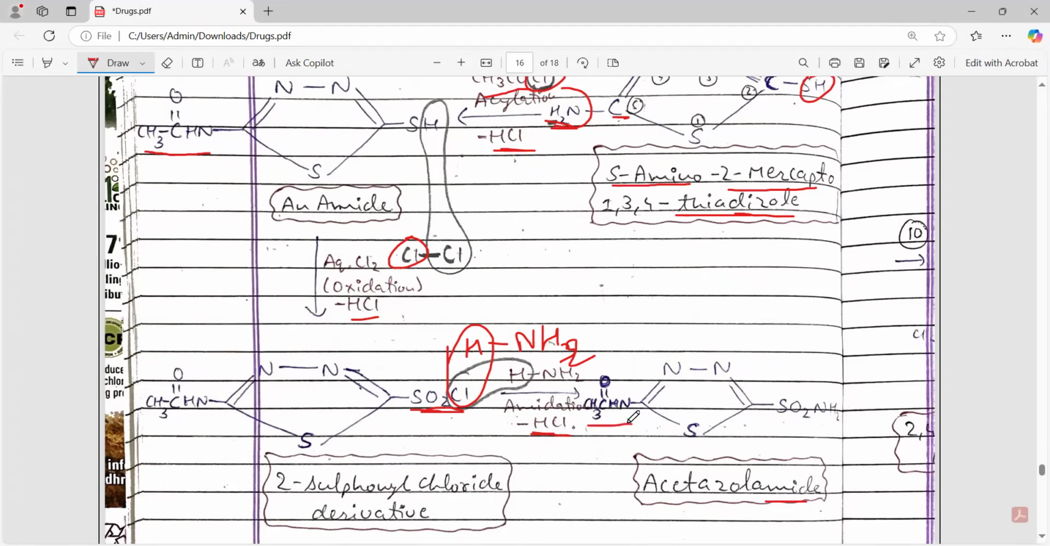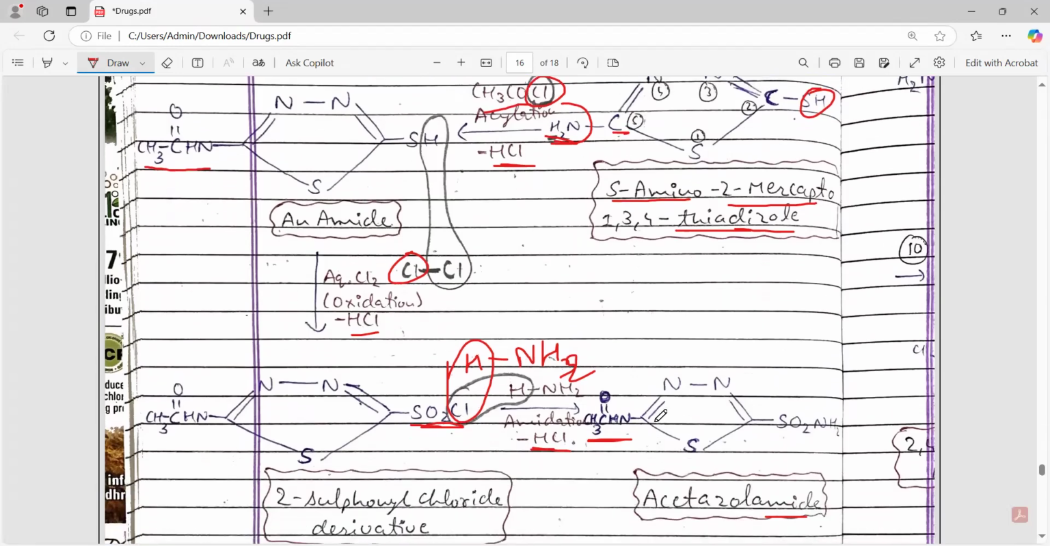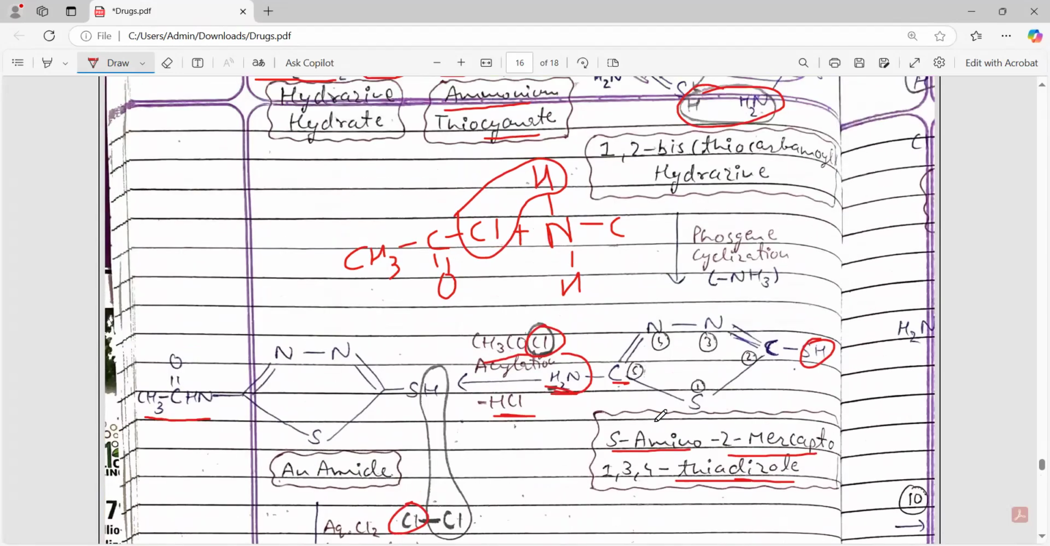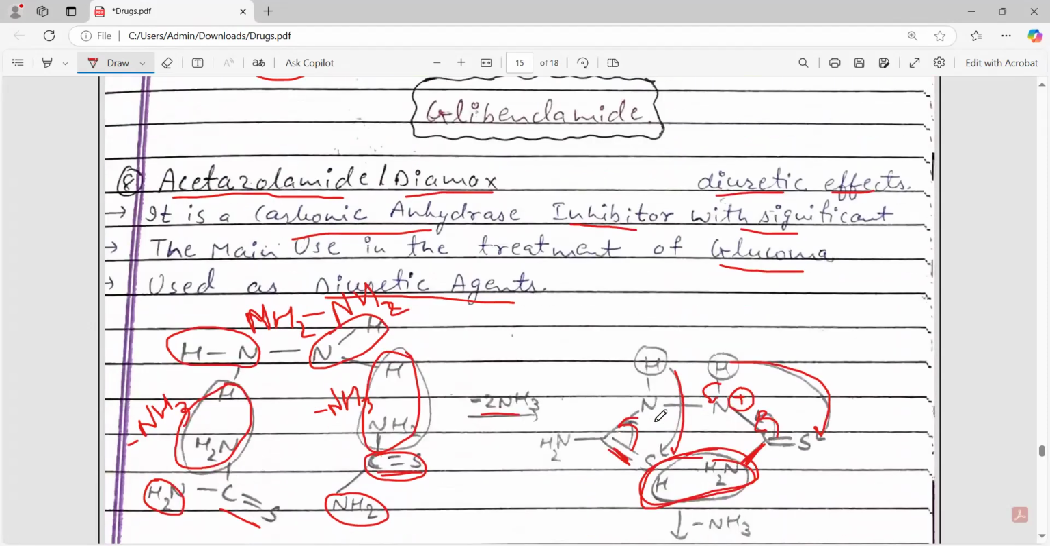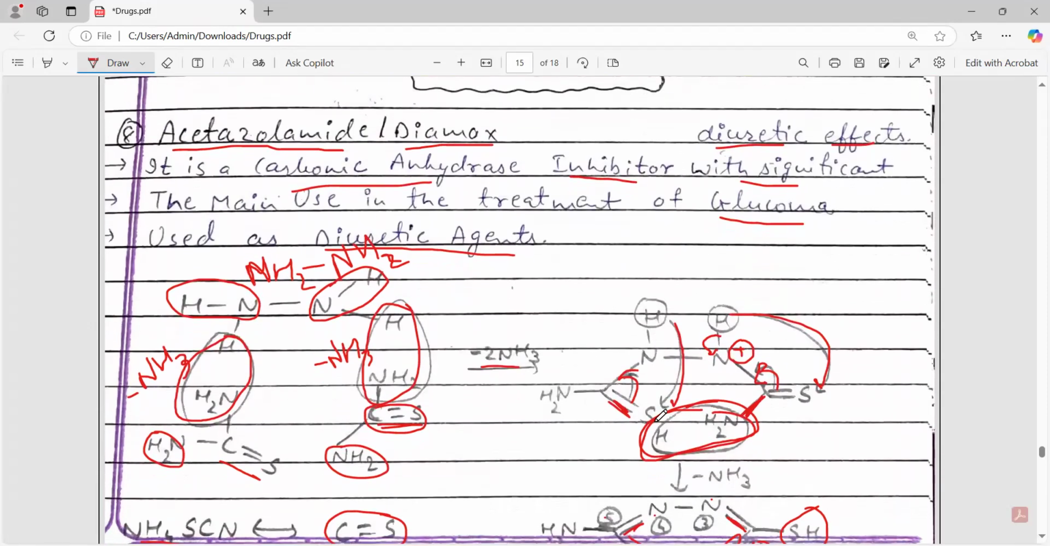Amide group is there. So it is a synthesis for acetazolamide, or we can say Diamox. Both are same. If you are asked in university, write the synthesis of Diamox or write the synthesis for acetazolamide. Both are same. Both modes of action and uses are same because the synthesis is common. Acetazolamide's common name is known as Diamox, so both are same.